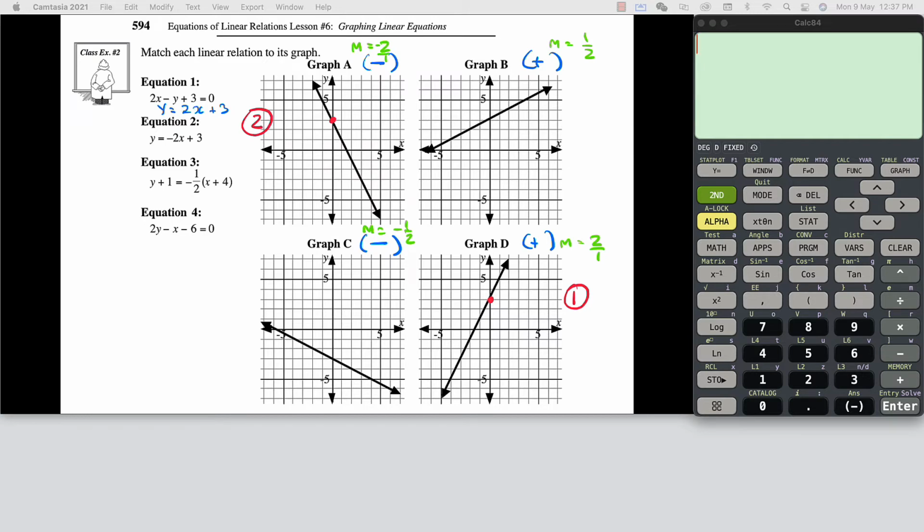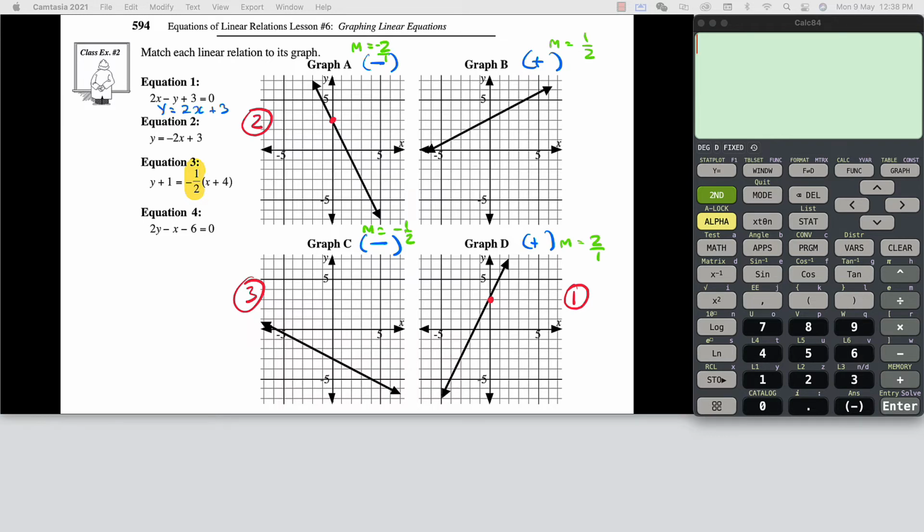And let's look at equation number 3. Well, right here, I can see that it's got a slope of -1/2. So that would be graph C. So that indicates to me right here that this is going to be equation number 3. Leaving graph B should be 4.